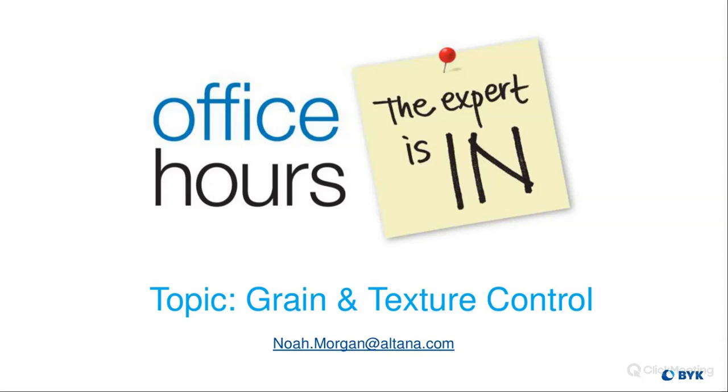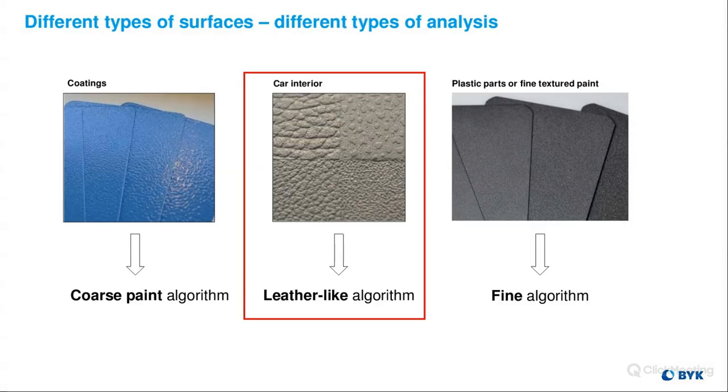That's a lot. Yeah, it's a great question. So it really depends. I'd have to see the surface to really figure out which settings would be best for it. But off the bat, you mentioned stippling. Let me pull up this here. So it could be perfectly fine with the coarse paint algorithm. That seems to fit most things. But you could also dive into the leather-like algorithm a little bit as well. Really, it's hard to say without seeing the sample. But you should be okay with the coarse paint algorithm.